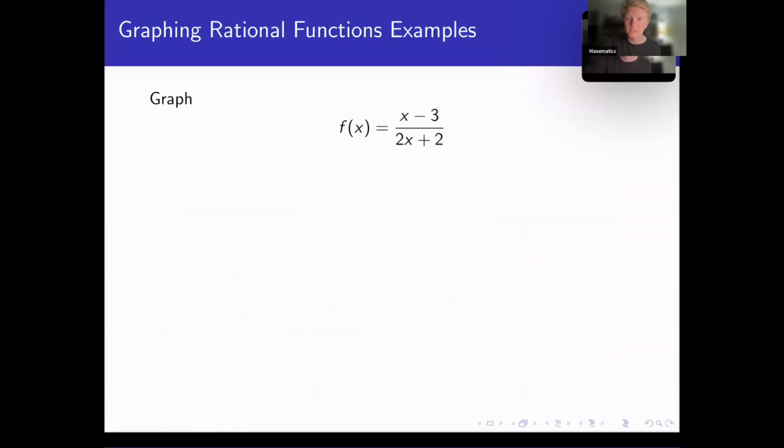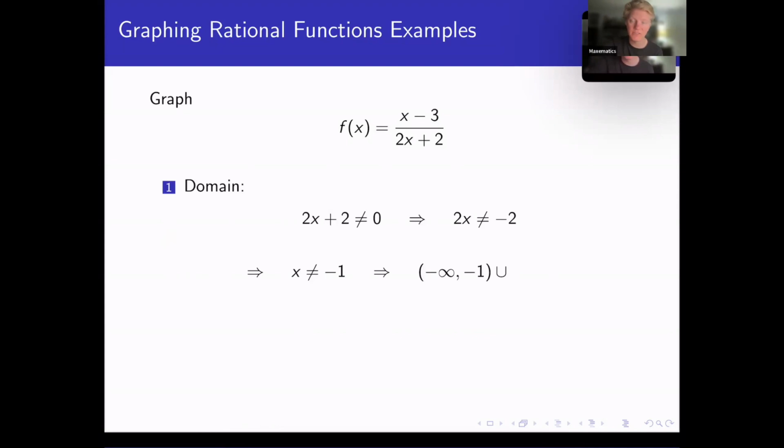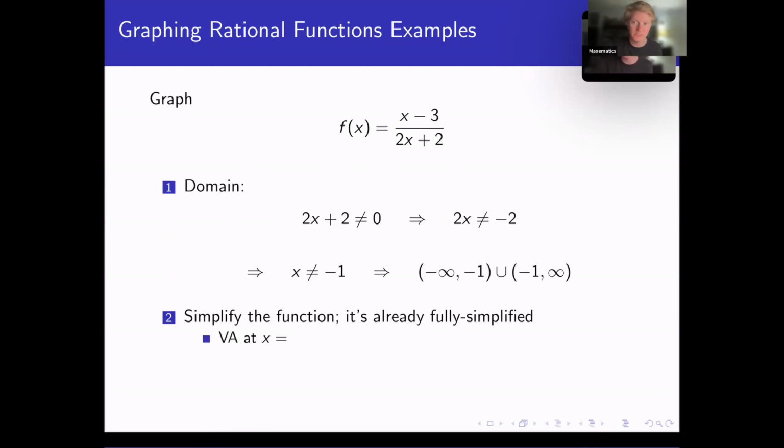Okay, some more exciting stuff is going to happen in this one. All right, domain first: set the denominator equal to 0. Subtract 2, divide by 2, and we get everything to the left of negative 1 with everything to the right of negative 1. Let's simplify. Well, in this case, also nothing to simplify. So we have a vertical asymptote at x equals negative 1 that didn't cancel out. And here, just be very careful, right?